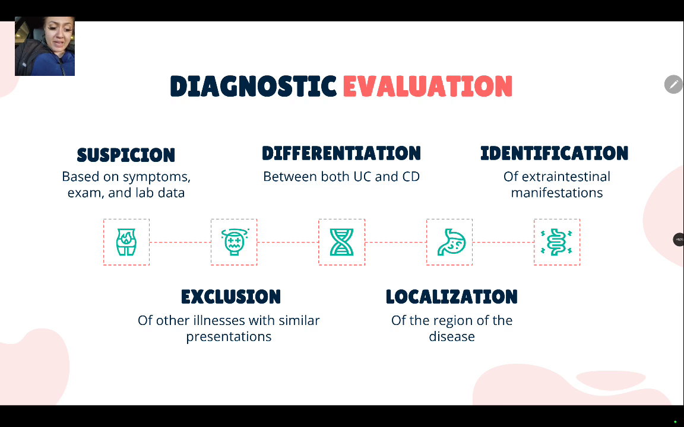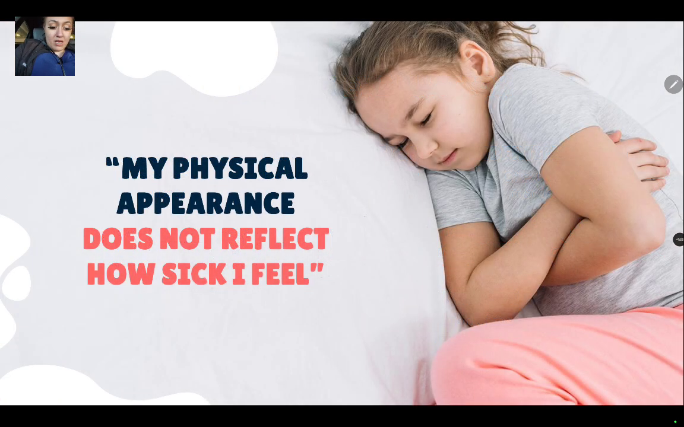Other extraintestinal manifestations, though, might also include oral ulcerations or aphthous stomatitis, clubbing, a rash, specifically erythema nodosum or pyoderma gangrenosum, eye inflammation or uveitis, jaundice and or hepatomegaly, and even arthritis. I put the slide here that says my physical appearance does not reflect how sick I feel, because oftentimes IBD is a disease that is not always outwardly apparent. So it's important that as providers, we are keeping this in mind when evaluating and treating these patients.